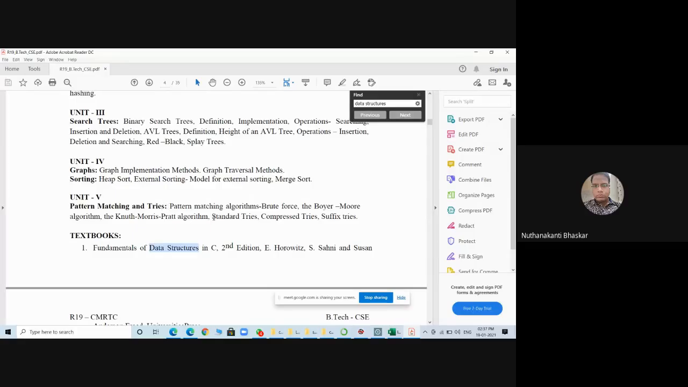Then standard tries, compressed tries, and suffix tries are there. This is also very important. We will discuss it. Don't worry, I will complete the syllabus within the prescribed time. If you have any doubts or need any clarification, you can also ask. Okay? Is it fine?